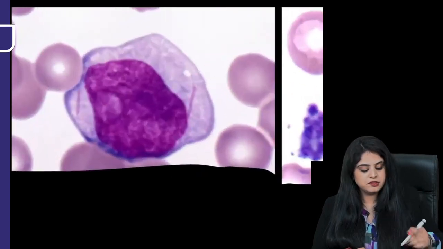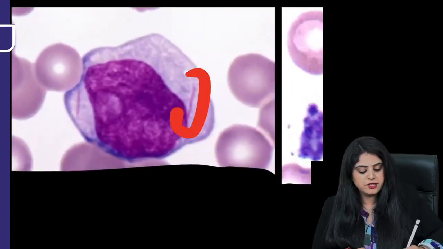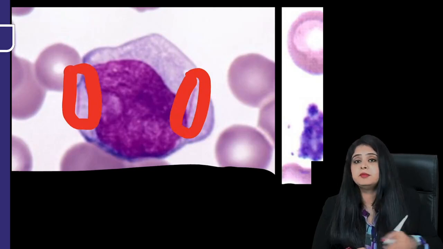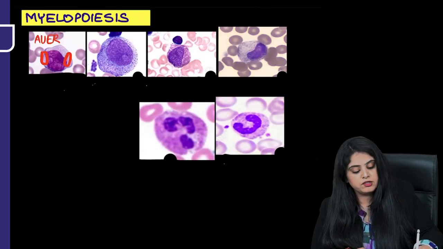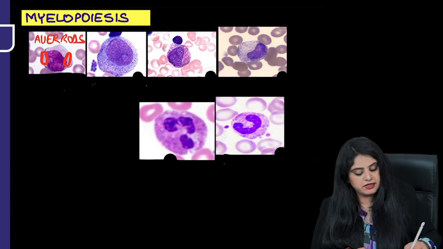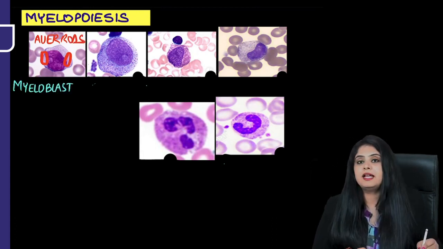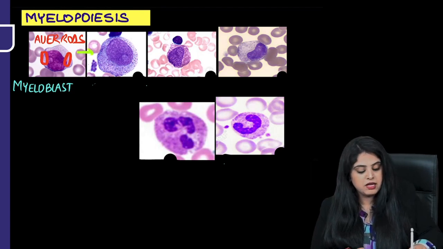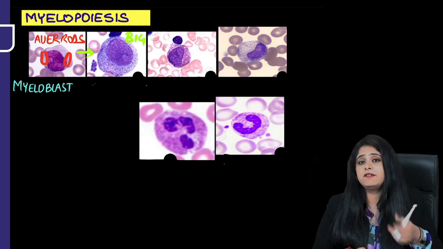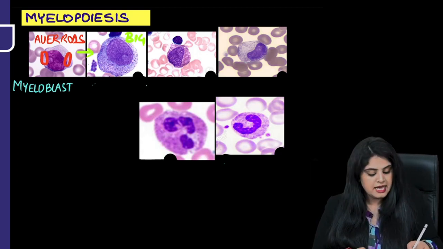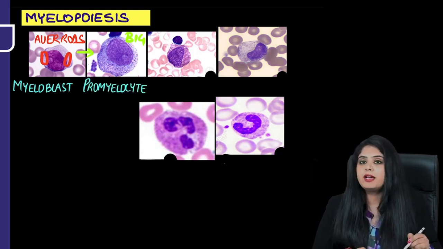Why did I call the first cell a myeloblast? What do I see over here? I see the very, very famous Auer rods. Yes, if I see the presence of Auer rods, I know that I'm dealing with only one cell possible, and that is a myeloblast. After a myeloblast comes the biggest member. Big means pro, he is the pro of the family. Why? Because he's the biggest in size, and that pro is going to be known as a promyelocyte.